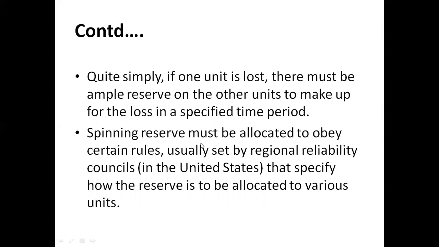Spinning reserve must be allocated to obey certain rules, usually set by the Regional Reliability Council in the case of the United States, that specify how the reserve is to be allocated to various units. So it is the Regional Reliability Council that specifies how much reserve there will be, by obeying certain rules, in order to counter the loss of any unit. So it is predetermined and it obeys certain rules.